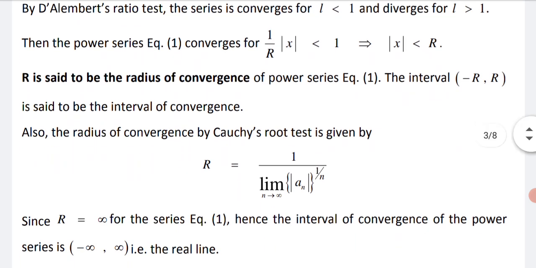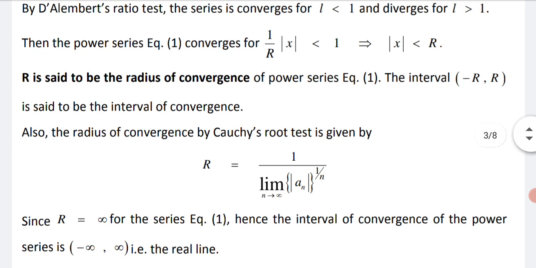By D'Alembert's ratio test, the series converges for L less than 1 and diverges for L greater than 1. Then the power series equation 1 converges for 1 by r mod x less than 1. This implies mod x is less than r, or it diverges if mod x is greater than r. r is said to be the radius of convergence of power series equation 1. The interval minus r to plus r is said to be the interval of convergence.